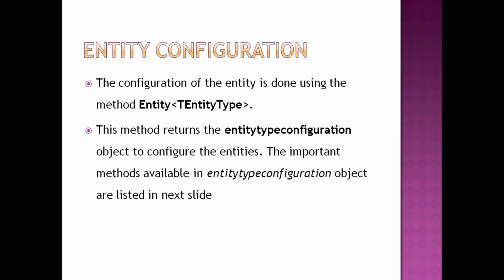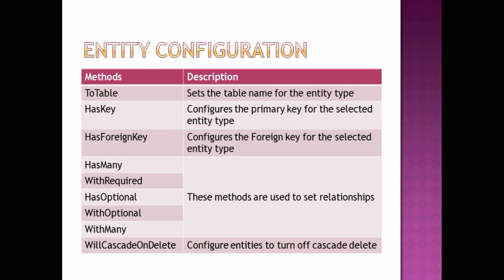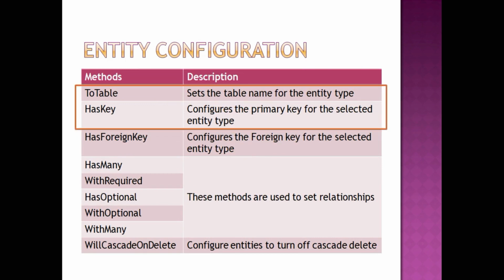and you have to use the methods of that EntityTypeConfiguration object. We already saw these methods in the introductory video, so this video will cover only these two methods, that is ToTable and HasKey. ToTable is used to set the table name for your entity type. Suppose you do not want to use the default code first convention and you want to assign a different name to your table. In that case you can use the ToTable method, whereas HasKey is used to specify the primary key.